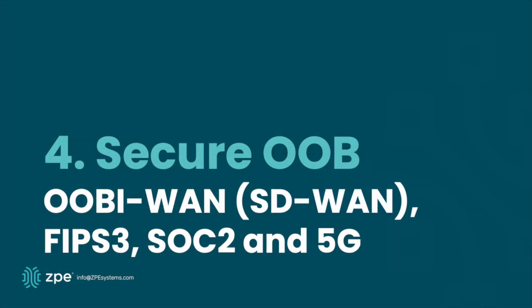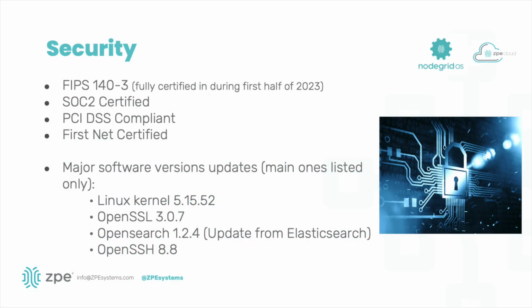The fourth building block looks specifically at security and out-of-band WAN connectivity. Security is the core of what we do here at ZPE Systems. This is reflected in two main aspects. For one, we keep our software and our infrastructure up to date and secure, and number two, we strive to follow industry best practices. Specifically, the latter is reflected in the fact that we got SOC 2 Type 1 as well as FirstNet certified and are currently in the process of gaining FIPS 140-3 certification.